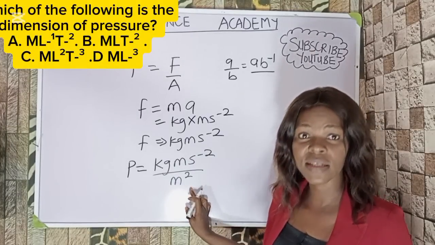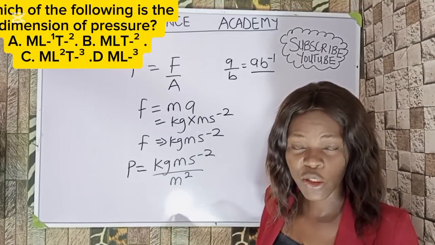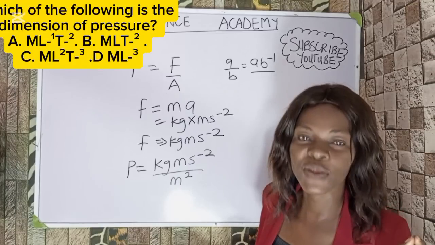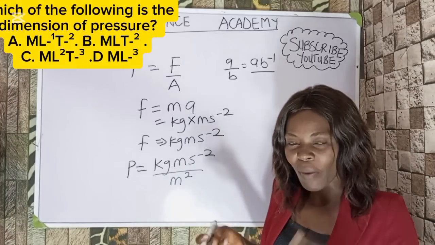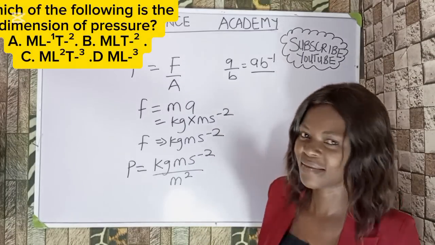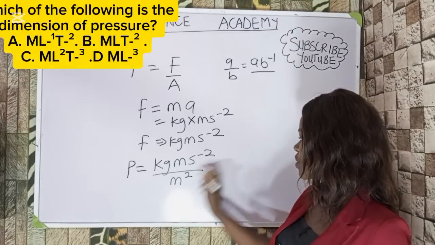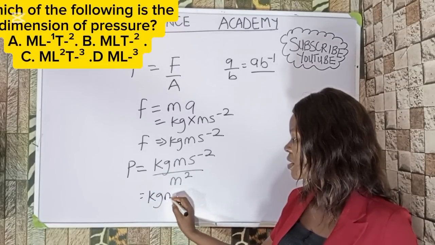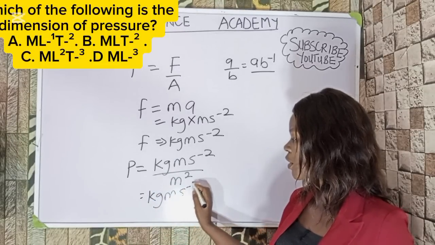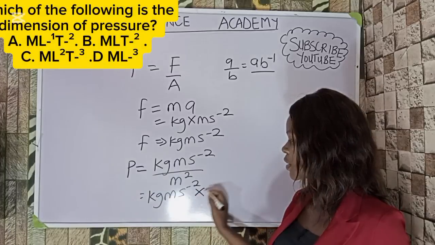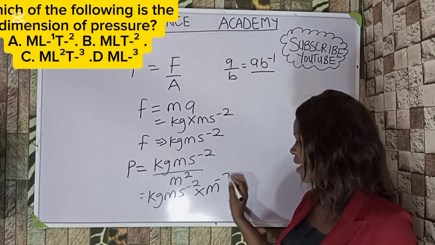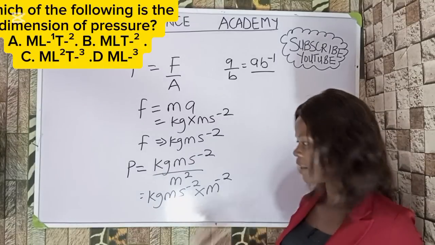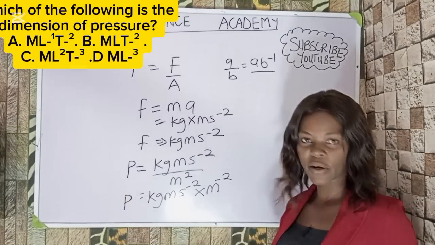This meter square is in the denominator. I need to carry it up to the what? Numerator. Simply by taking it up and adding a negative sign. I hope that is clear. So this becomes kilogram meter per second square, then I'll say multiply by per meter square. Do you understand? So this is for my pressure.